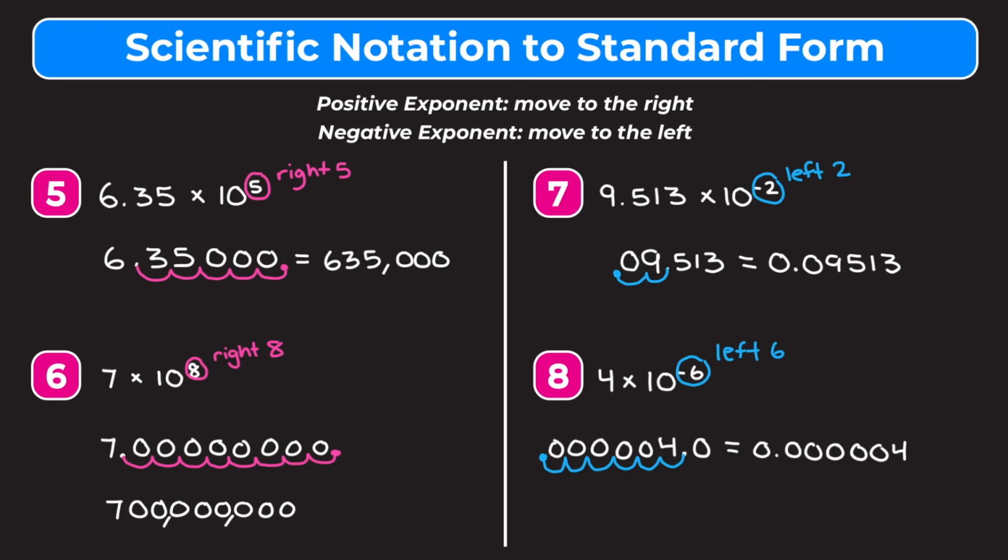So hopefully this video helped you guys learn how to convert numbers from scientific notation to standard form. You just have to remember that positive exponents mean move the decimal point to the right, and negative exponents mean move the decimal point to the left.